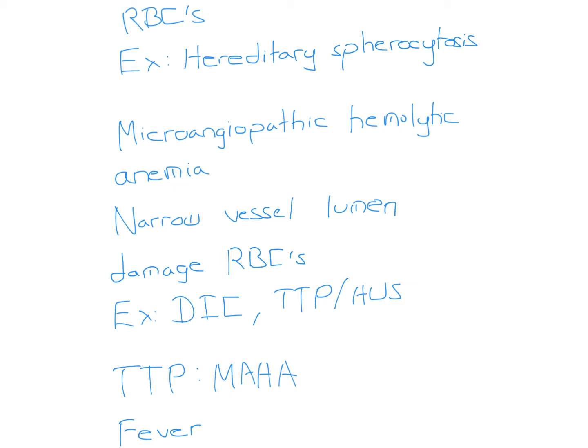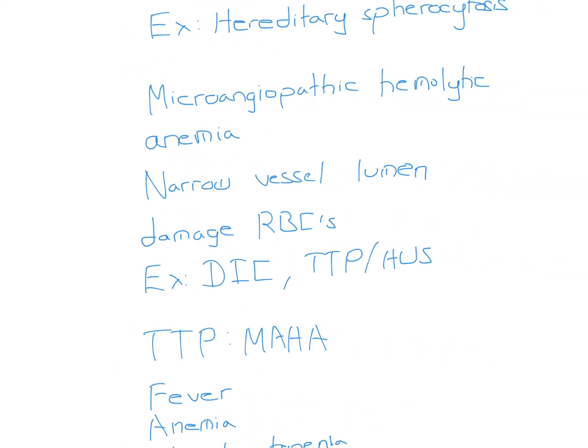microangiopathic hemolytic anemia. So this typically occurs when you have a narrow vessel lumen. So this narrowed vessel lumen is going to damage the red blood cells. And so that's why it's called micro versus the aortic valve, which is a macro. It's just because these vessels are smaller versus the valve, which is quite large relative to the lumen.